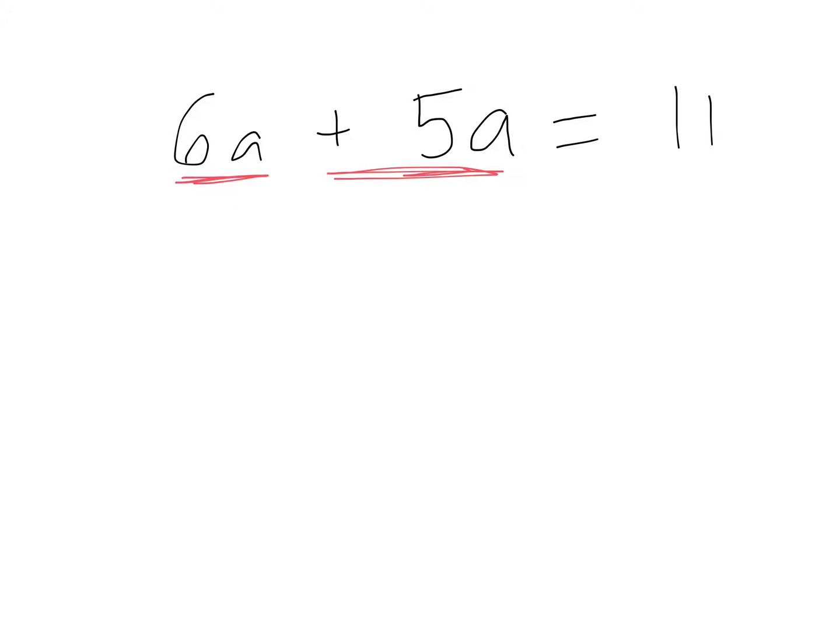6a and 5a are like terms. They have the same variable and the same exponents. If they have the same variable and exponents, you can add them together. Oh, really? It's like I have 6 apples and 5 apples. How many apples do I have? 11 apples. They're like terms if they have the same variable and the same exponent.